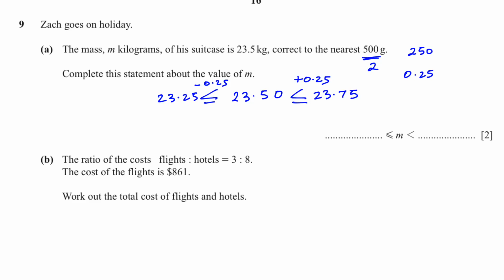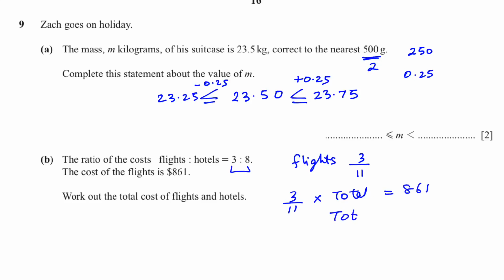Next question. The costs of flights and hotels are in the ratio 3:8. The cost of the flight is $861. Work out the total cost of flights and hotels. To find the total cost, first let's write what fraction of the total cost is flights. It's 3 over 11. You add 3 plus 8 and you will get 11. So 3 parts of 11 of the total is your flight cost, which is 861.